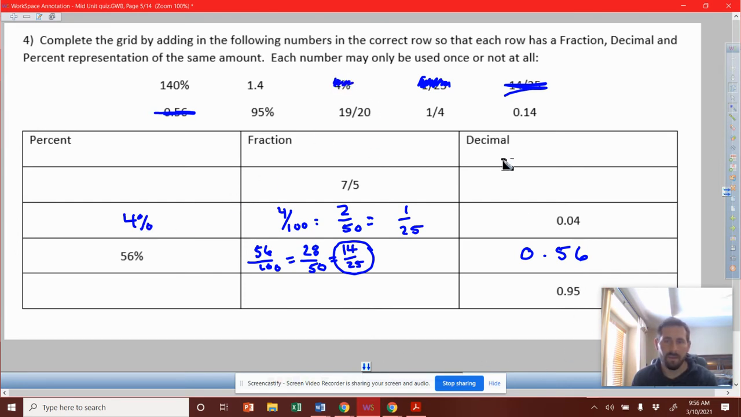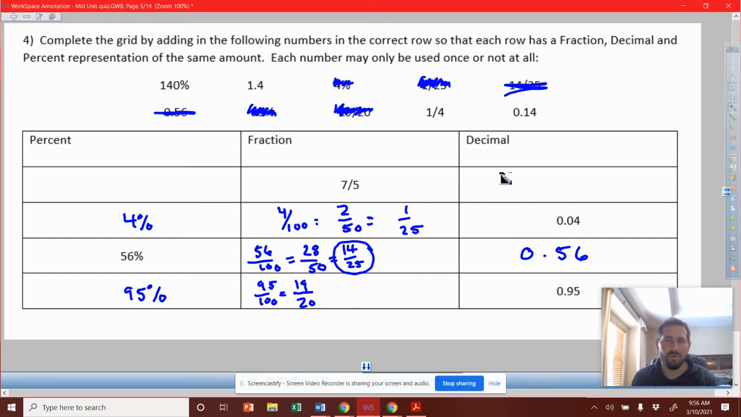Okay, here we have the decimal 0.95. We should know that that's 95%. You just got to move the decimal 1, 2 spaces. So I can use that. And then 95% I could write as 95 over 100. And I should notice that these are both divisible by 5. So how many 5's go into 100 is 20. And how many 5's go into 95? One less than 100, right? So it's 19 over 20. So that's this guy here.